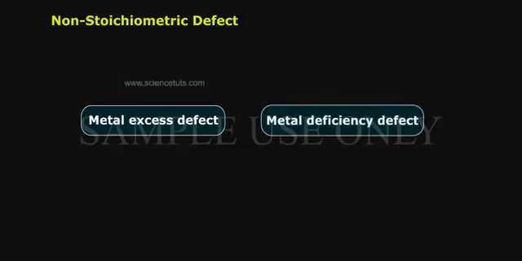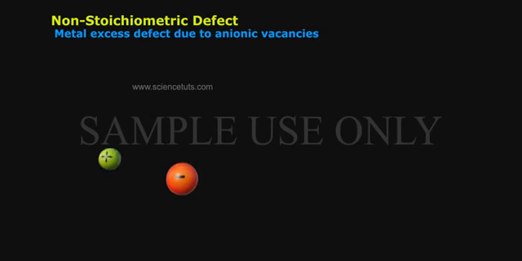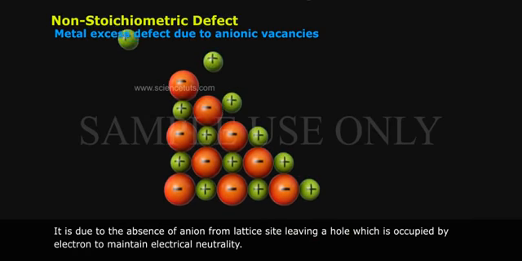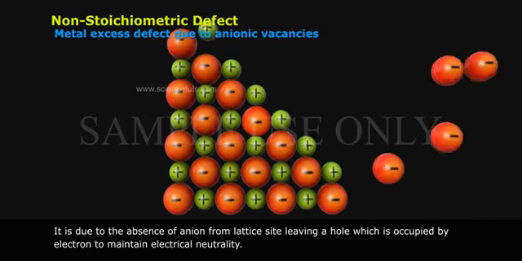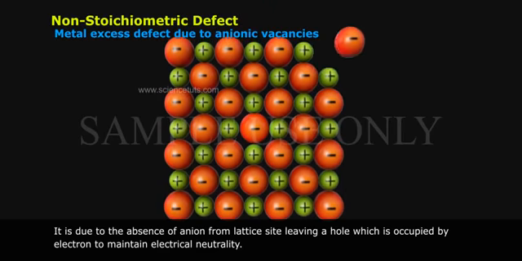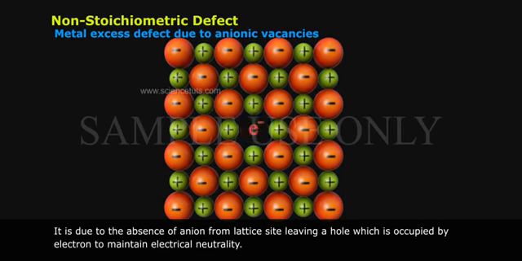B. Non-stoichiometric defect. These are two types: metal excess defect and metal deficiency defect. Metal excess defect due to an ionic vacancy. It is due to the absence of an ion from a lattice site, leaving a hole which is occupied by an electron to maintain electrical neutrality.